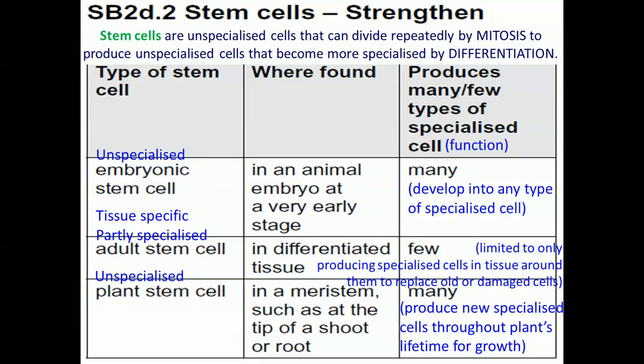Notice that animals stop growing once they reach adulthood because they only have tissue-specific adult stem cells, and because they're partially specialized, they can't turn into any other type of cell. They are limited to the type of specialized cells they could turn into, and that's why animals stop growing at a certain age.